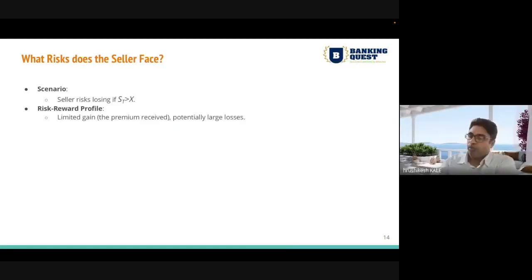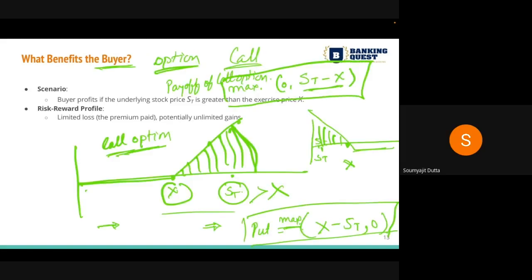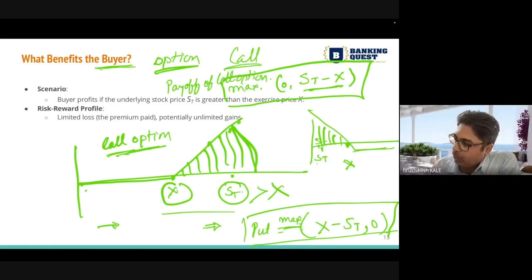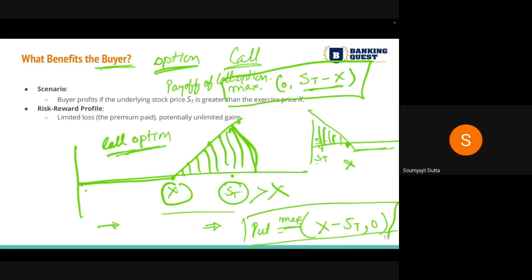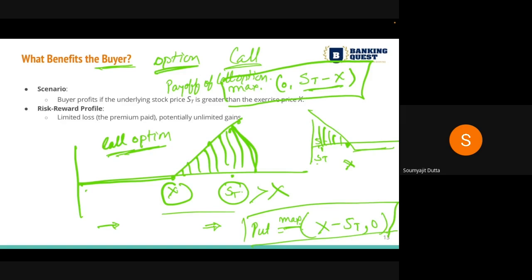Sir, when is it applicable? For the put option, is it always X minus ST, where ST is today's price? If today's price is less than the exercise price, you will be in profit. Put option, it means I am in a loss position, rather than in a long call, where I am in a profit position.